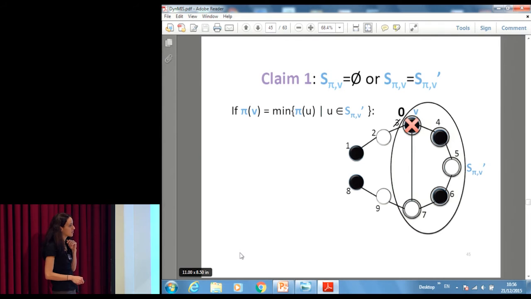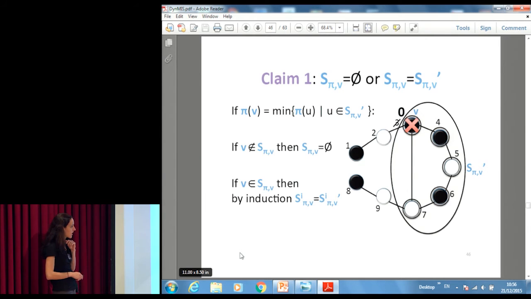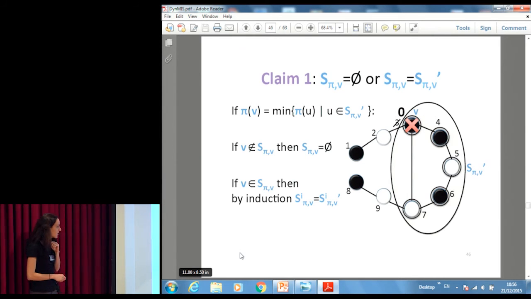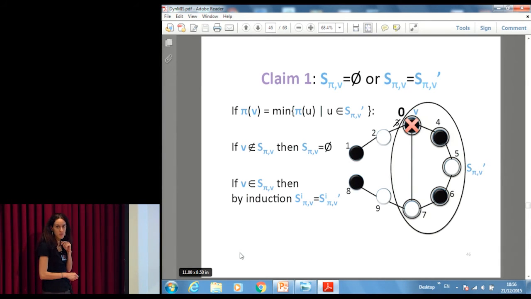Because 3 is the minimal of all of S prime, then there are two possibilities. Well, if V was white in the first place, so it wasn't in the nodes that had to change when I took the real order pi, then fine, I don't need to change anything if I took out a white node. So that's easy. If V was black, which is what happens here, then by induction, I show over these sort of layers that S_i is equal to S_i prime.